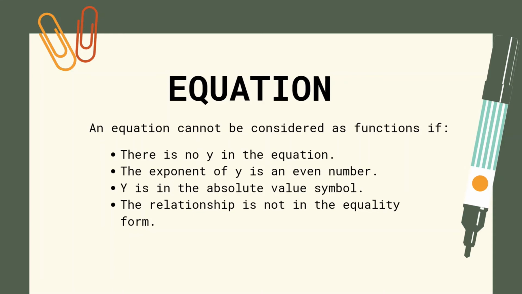Another way of expressing a function and relation is through equation. An equation cannot be considered as a function if there is no y in the equation, the exponent of y is an even number, y is in the absolute value symbol, and the relationship is not in the equality form. Here are some examples of equations.